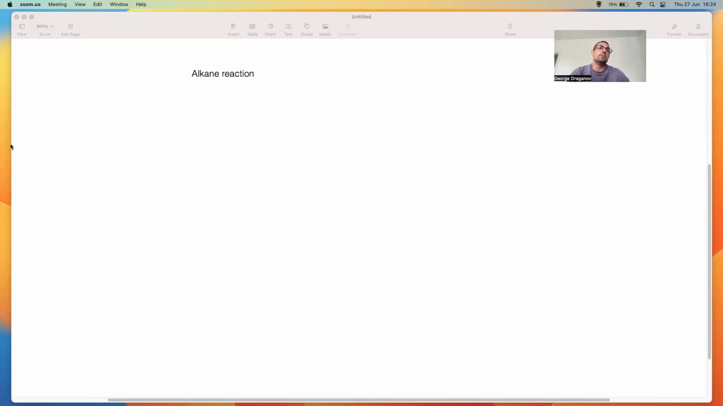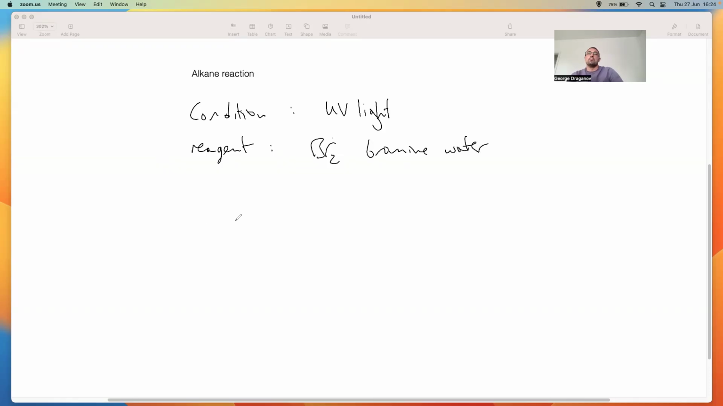Okay, the reaction that you need to know is with bromine under UV light. That's the important thing. So the condition is UV light. That's very important. And the reactant is going to be bromine water. So be very careful. Alkenes react with bromine water at room temperature with no UV light. Alkanes cannot react with bromine. They can only react under extreme conditions such as UV light or extremely high temperature.